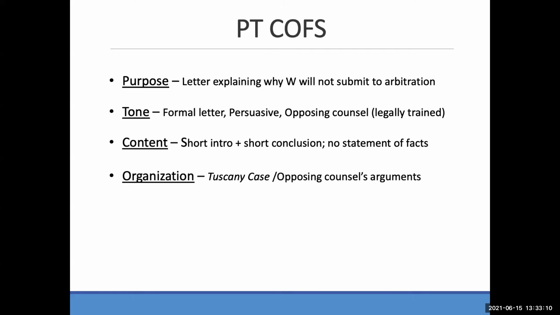And your organization for this piece would have come from the Tuscany case or the opposing counsel's arguments, which was the letter they wrote to us. Format is standard letter formatting, and we don't have any samples of how to write this, except for the opposing counsel's letter, which you can kind of model it off of. Before you enter a PT, I always think you need to stop and think about these 1, 2, 3, 4, 6 things, and then you can start writing just to make sure you're on the right track.